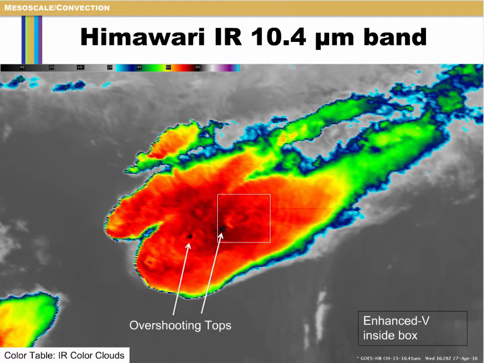The enhanced V signature indicates the storm is most likely severe. However, much like other satellite severe storm signatures we discuss, there are a number of reasons why one may not see the enhanced V signature, so one cannot conclude the storm is not severe in the absence of the enhanced V signature.